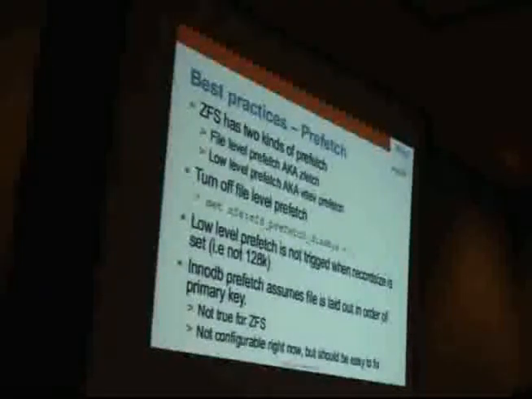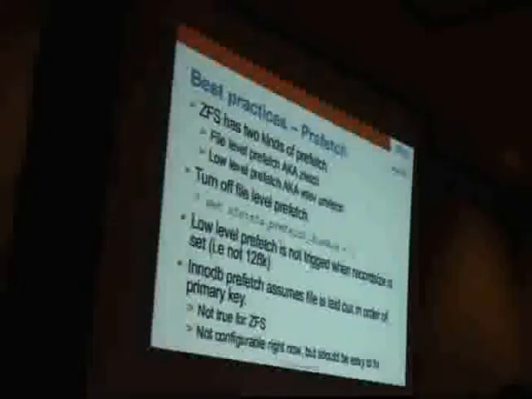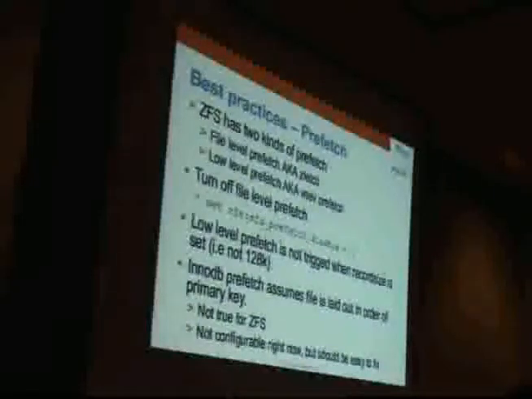The prefetch. So I mentioned how intelligent the prefetch is, but unfortunately for MySQL, it doesn't really help that much. There are two kinds of prefetch. One is called the file level prefetch, which does all this forward, backward, etc., the threaded. We also have this thing called the VDEV prefetch. The concept of a VDEV prefetch is you're already issuing a 16K read to disk. The cost to read 16K versus the cost to read maybe 64K is roughly the same.